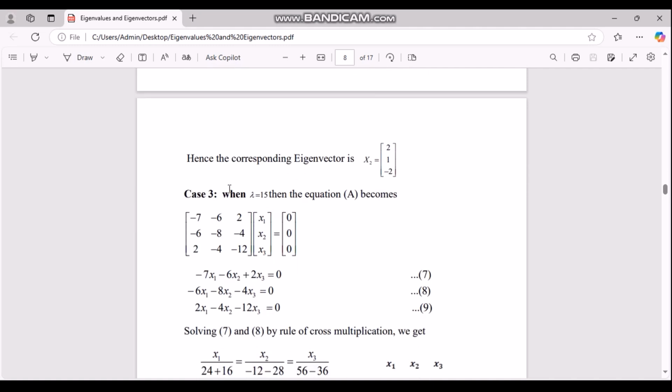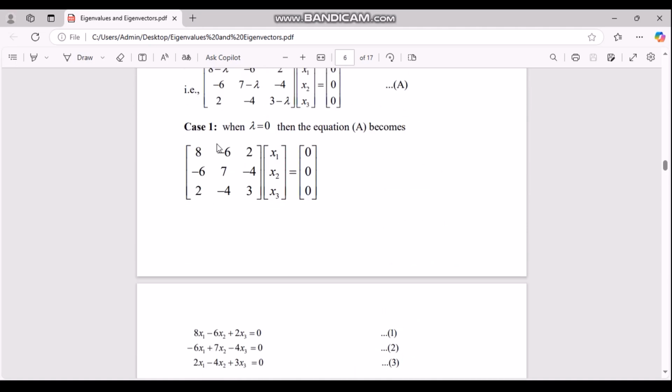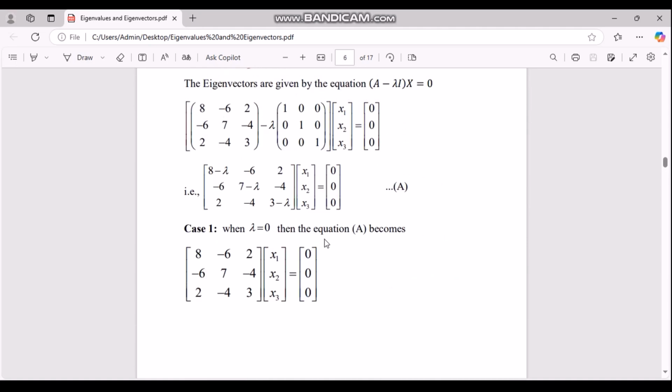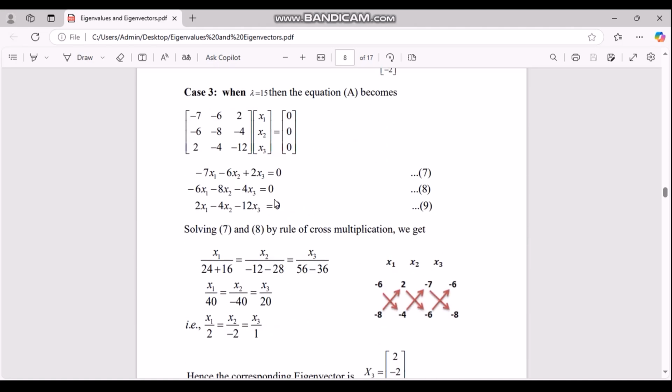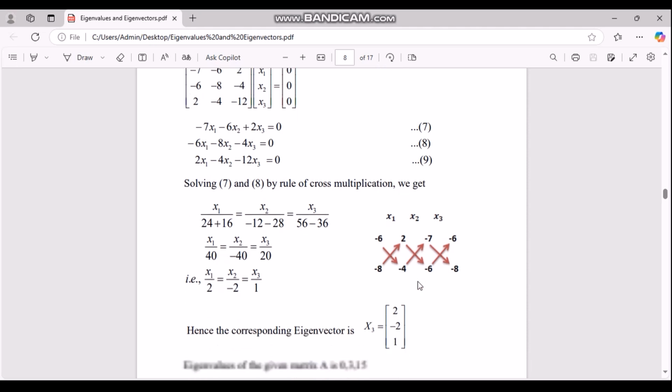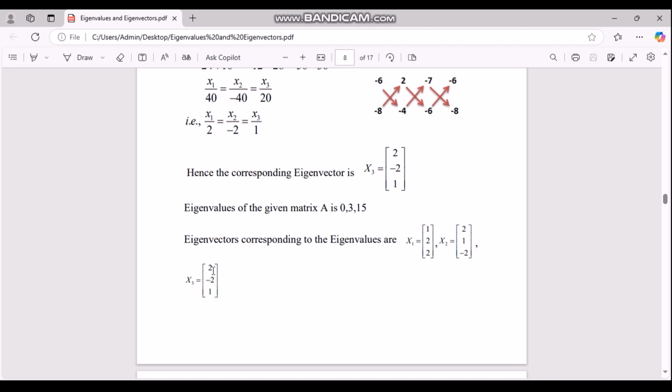Then similarly, we look at lambda equal to 15. Subtract 15 from the principal diagonal elements and form the matrix. Then form the 3 by 3 system, that is, 3 equations in 3 unknowns. Then we use the cross rule method, and we get 40, -40, 20. Then 2, -2, 1 is the corresponding eigenvector. So the eigenvectors are 1, 2, 2; 2, 1, -2; and 2, -2, 1, corresponding to the eigenvalues 0, 3, 15.